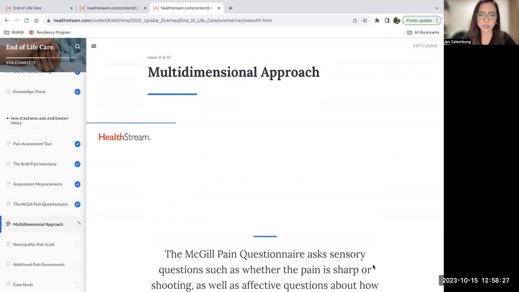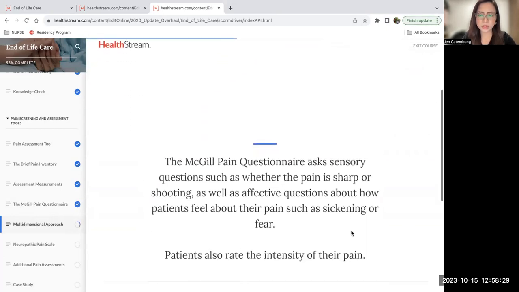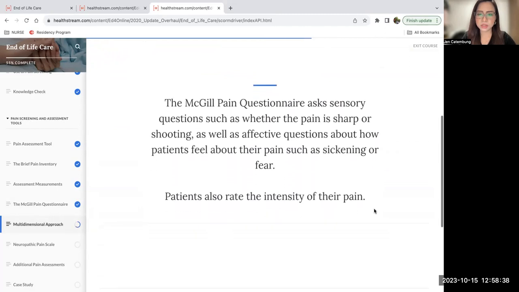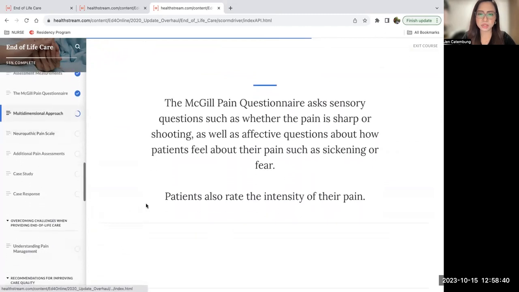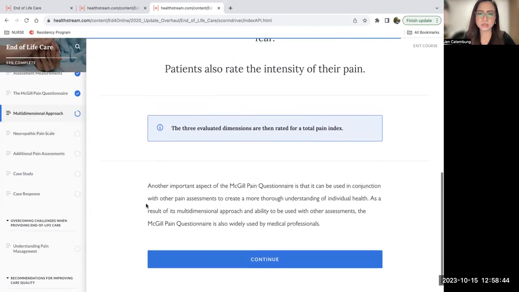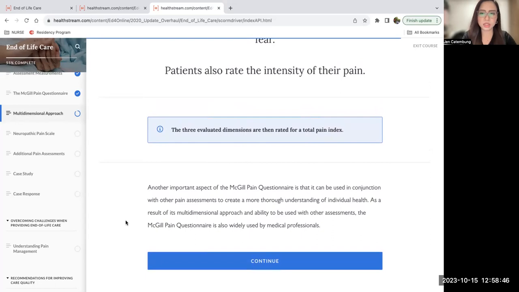Multidimensional approach. The McGill Pain Questionnaire asks sensory questions such as whether the pain is sharp or shooting, as well as affective questions about how patients feel about their pain, such as sickening or fear. Patients also rate the intensity of their pain. The 3 evaluated dimensions are then rated for a total pain index.